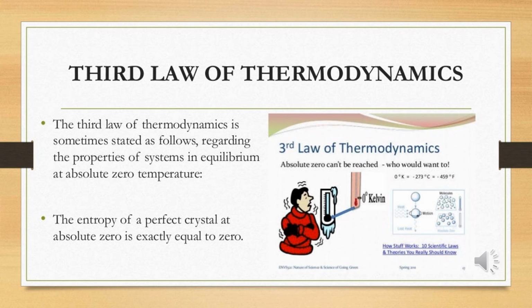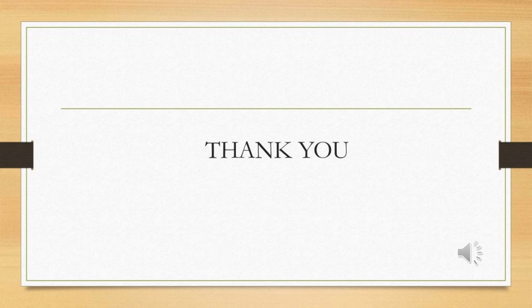The third law states something regarding the properties of a system in equilibrium at absolute zero temperature. The entropy of a perfect crystal at absolute zero is exactly equal to zero. So at zero Kelvin, which is also minus 273 degrees Celsius and minus 459 degrees Fahrenheit, this applies in the third law of thermodynamics. Thank you.